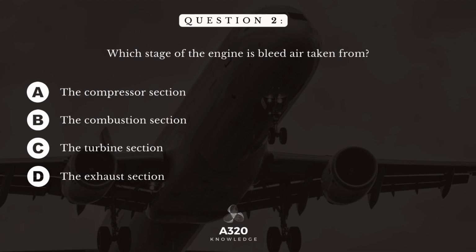Question 2. Which stage of the engine is bleed air taken from? A. The compressor section. B. The combustion section. C. The turbine section. D. The exhaust section.